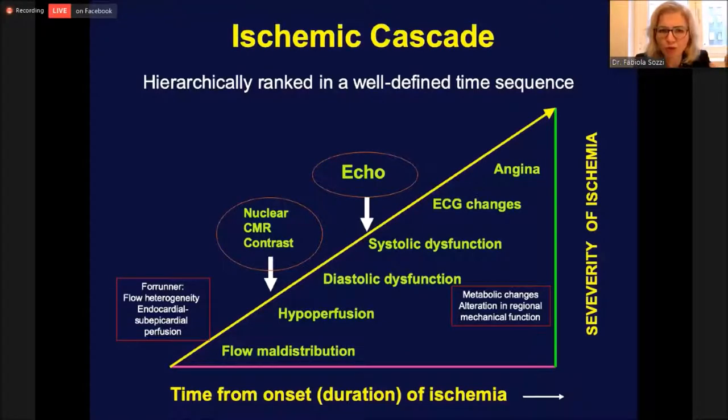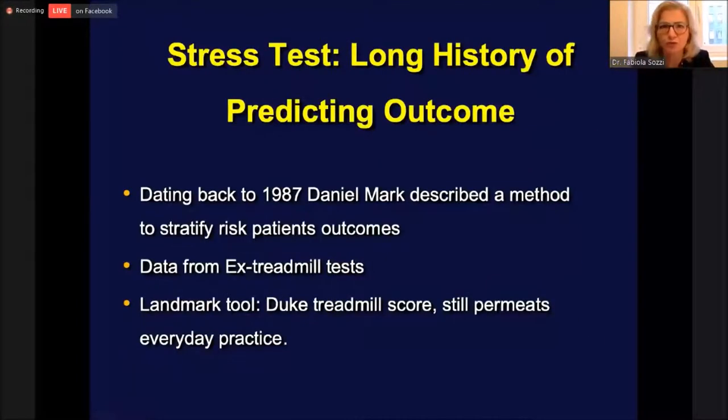The first change, time speaking, is perfusion, and this is what we evaluate with contrast stress echo, with CMR, and with nuclear studies. Then, time speaking, we have metabolic changes, which cause alteration in regional mechanical function. That depression is diastolic dysfunction and systolic dysfunction, and this is the time of the stress echo. And last, we have the ECG changes and the symptoms.